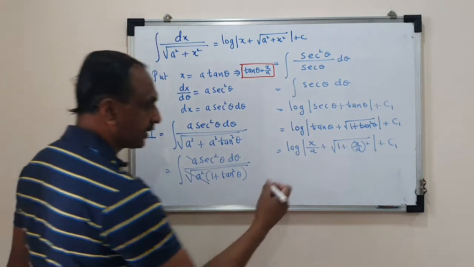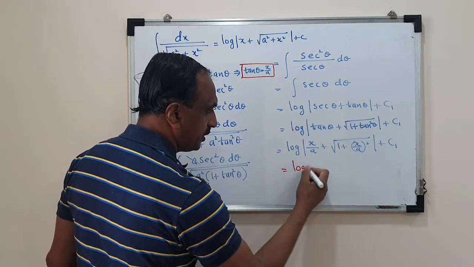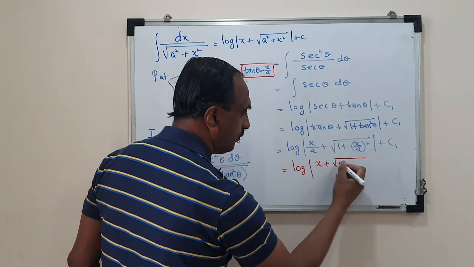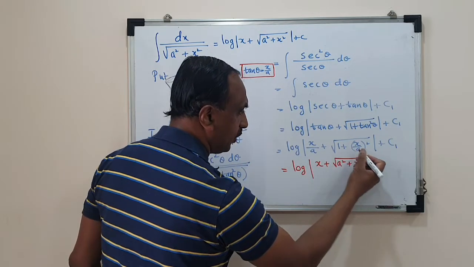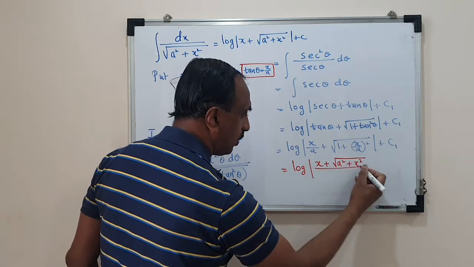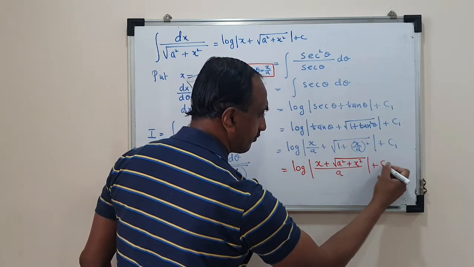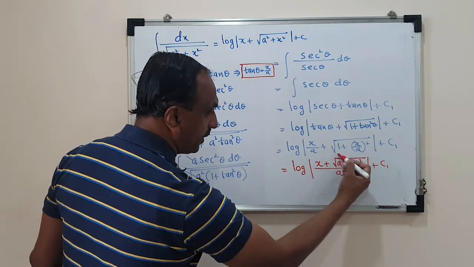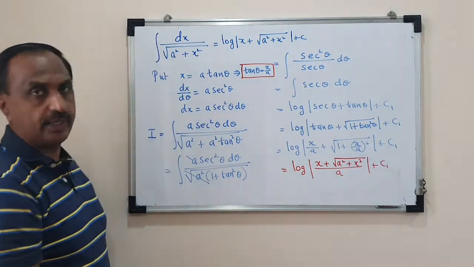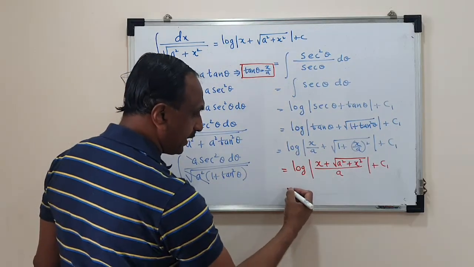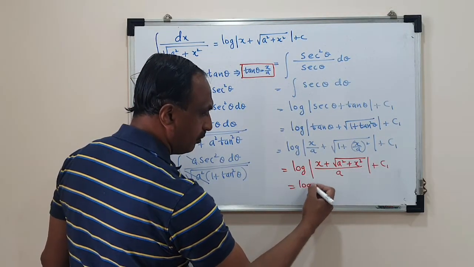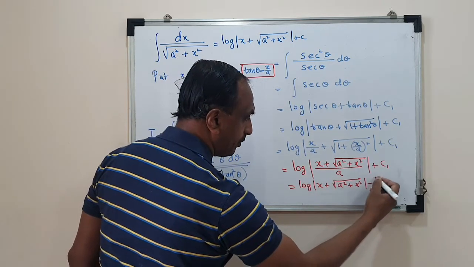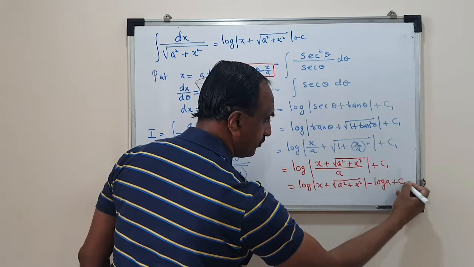I can take the LCM here. This is a very important step. So a square I can take LCM. x plus root of a square plus x square. Now this a square is inside the root. So outside the root it will be a. So in this a square came over here upon a square, but a square is inside the root. So when you take the root it will become only a. This became log of modulus x plus root of a square plus x square minus log a plus c1.